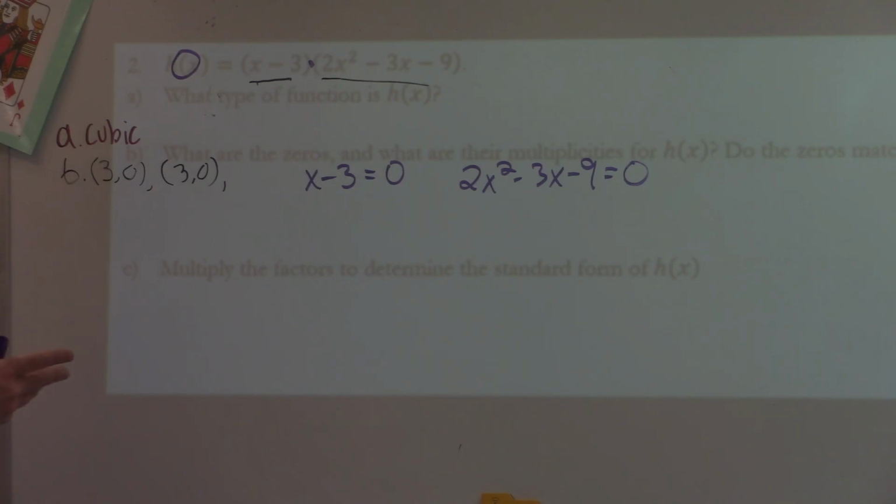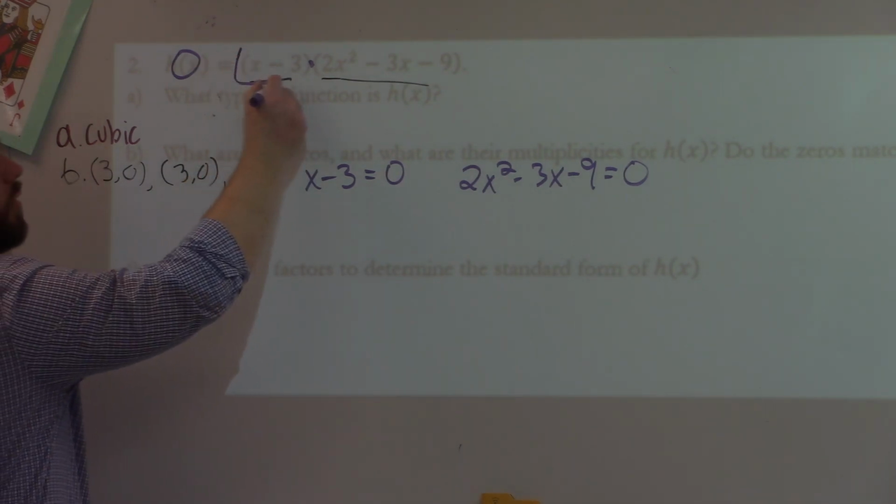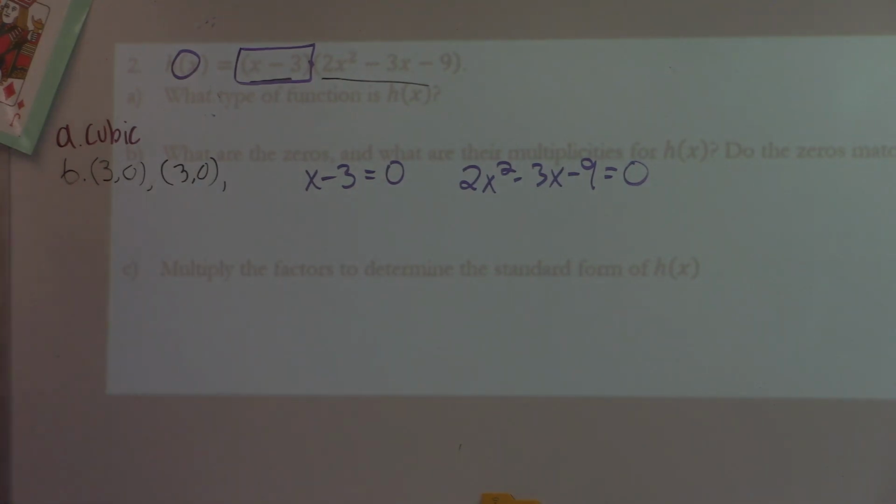You're closer, but these are not the roots. This is not an equation. What do we call this? A factor or an expression. Notice that x minus 3 alone does not have an equal sign, so you can call it an expression or you can call it a factor.